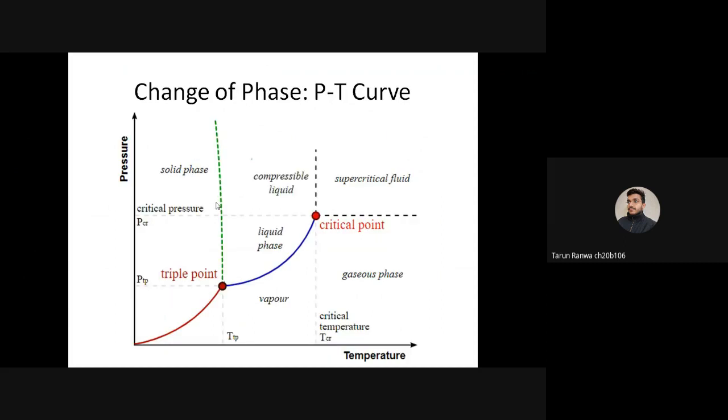So this is the change of phase PT curve. This region is the solid phase. This is the triple point. This is the critical point, and this region is the supercritical fluid. This region is for compressible liquid. This region is for the liquid phase. This region is for vapor. This region is for the gaseous phase, and this is the critical temperature and critical pressure. This is the triple temperature, and this is the triple point pressure.